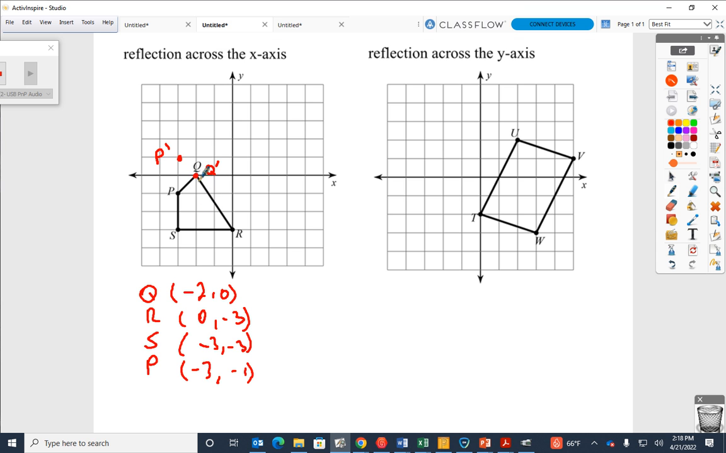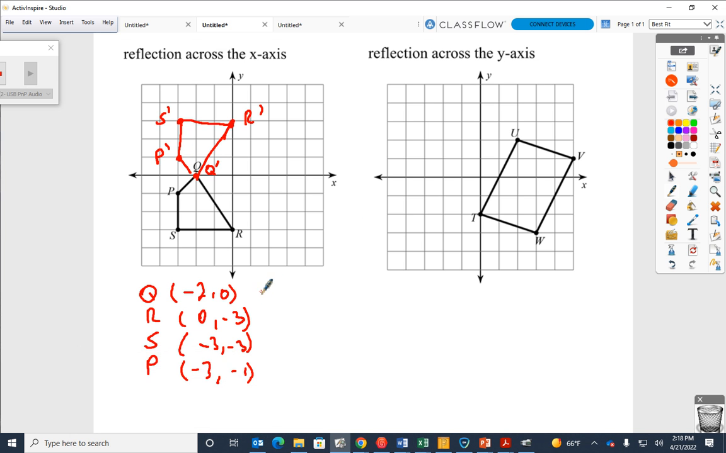My S is over 1 and down 3. This is going to be over 1 and up how many? 3. So this should be my S that is reflected. And my new R is over 2 and down 3, so this would be over 2 and up 3. So this would be my R reflected. And if I connect these, this should be the exact same figure just pointing downwards.